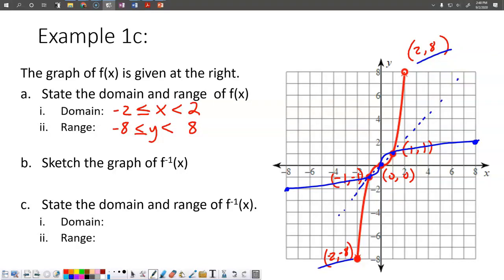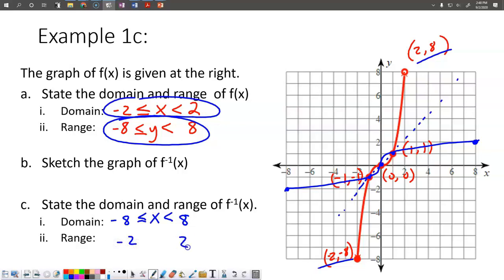All right, as for the domain and range, once again, the range of f is the domain of its inverse. And the domain of f is the range of its inverse.